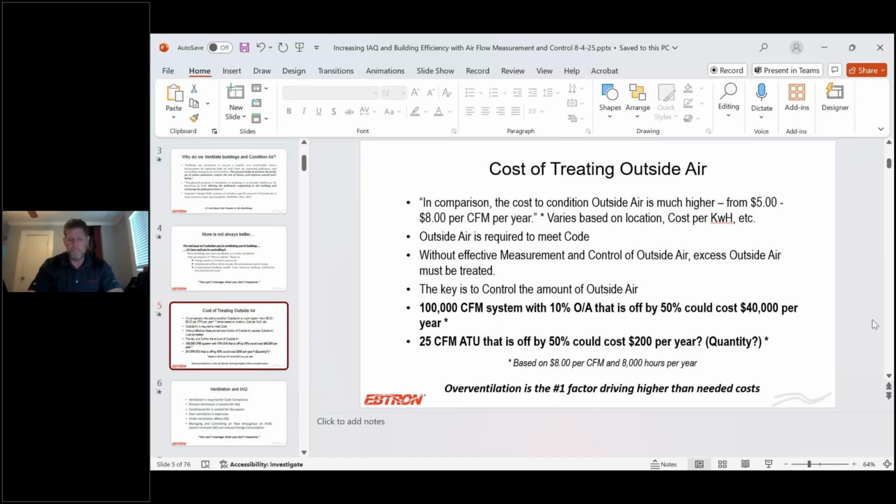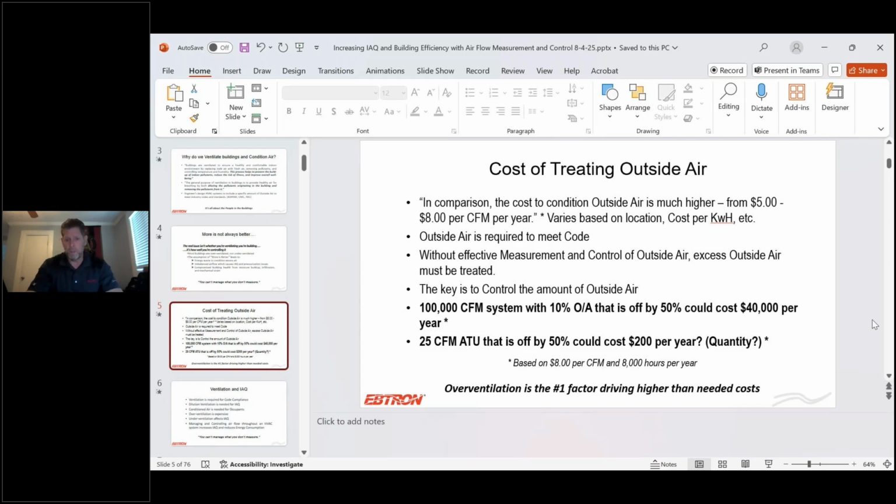And then I use this example for things like air terminal units, small VAV boxes. Maybe it's a 25 CFM air terminal unit and it's off by 50%. So you're pumping 32.5 CFM into a room. That could potentially cost you $200 a year. And you might be thinking, okay, $200 a year is not an extreme amount of money.